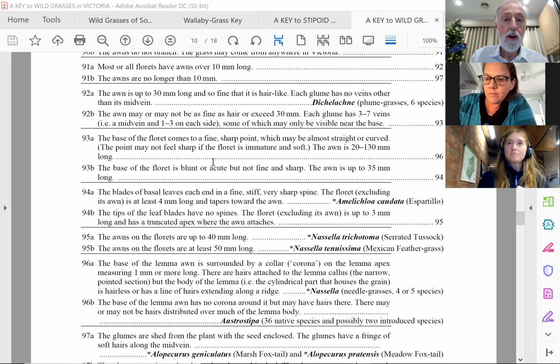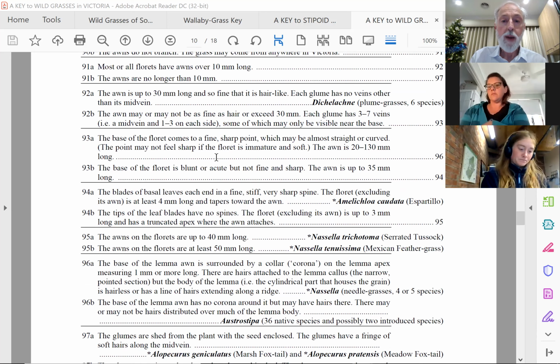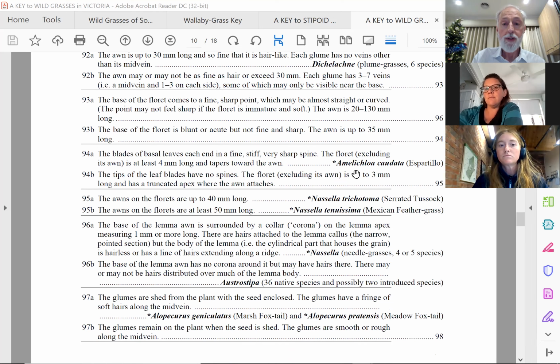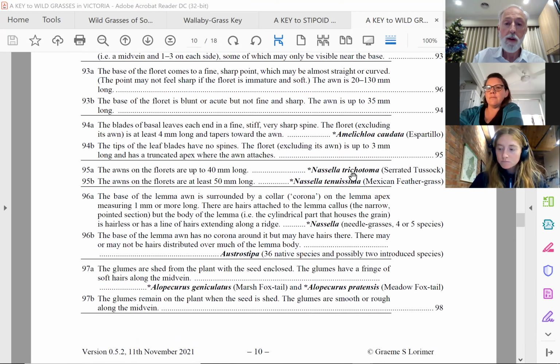93A says the base of the floret comes to a fine sharp point, which may be almost straight or curved. And it warns you that it may not feel sharp if the floret is immature and soft, but these have dried out and they've hardened, so you'll prick your skin with them, I reckon. It goes on, the awn is 20 to 130 millimetres long. Ours are in the middle of that range, so that's good. 93B fails both because of the absence of a sharp point from 93B and that the awn can only be up to 35 millimetres. So we go to 96, skipping over this Anemanthele, which used to be called Stipa, and a couple of Nassella.